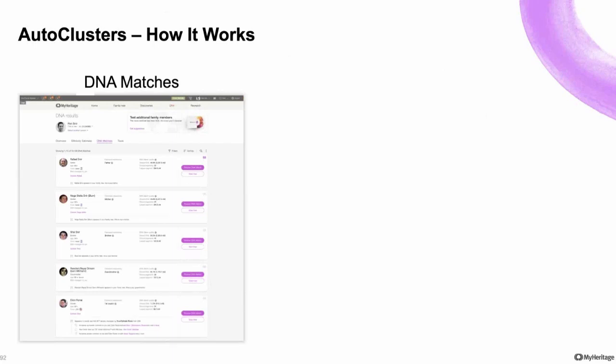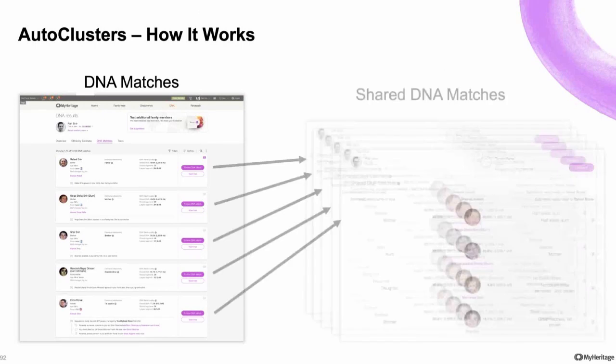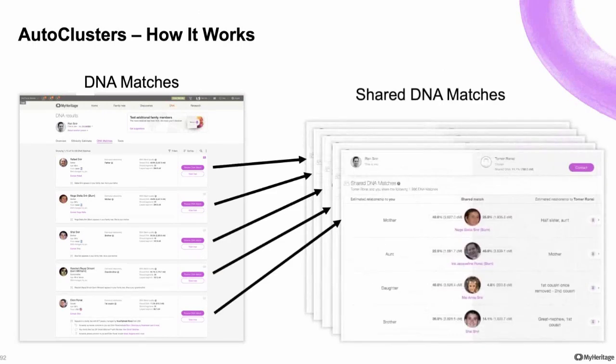So with AutoClusters, what we're doing is that we're looking at your DNA matches, and for each one of your DNA matches, we're looking at the shared DNA matches, right? People who you and that person share with other people.